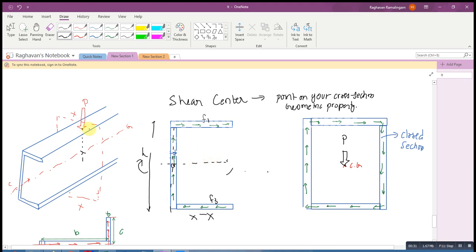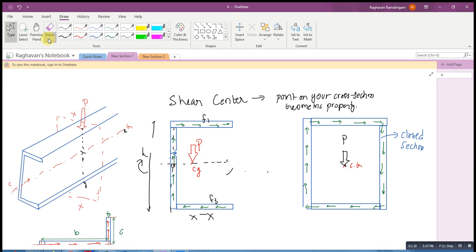We can start by having a look at this particular channel section beam that we have over here. This is the centroidal line, and I'm applying my external load such that it passes through my centroidal y-axis. I take a section right where that load is acting, and let me look at that cross section over here. I have applied a load through the centroidal axis, so my load is probably acting over here. This is my center of gravity. This is my external load which is acting.